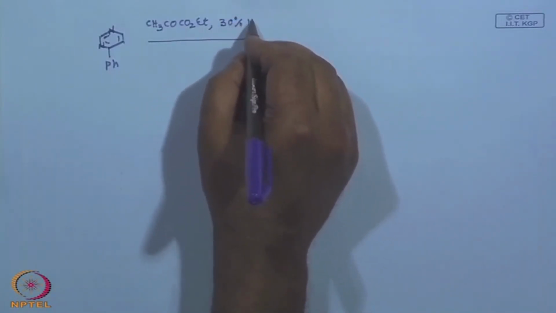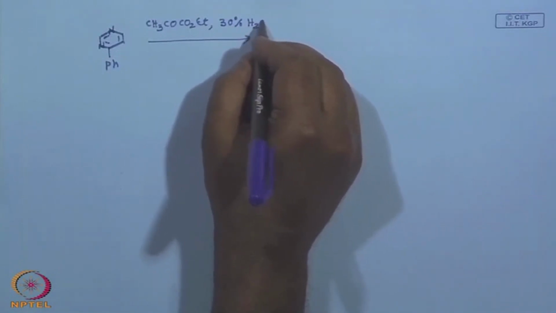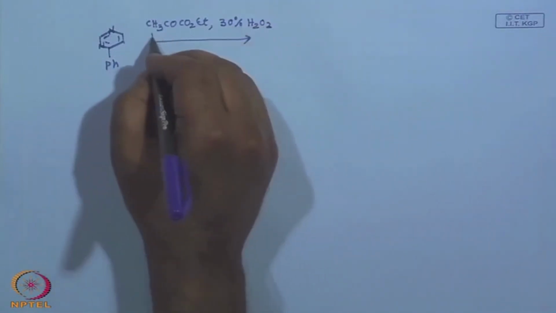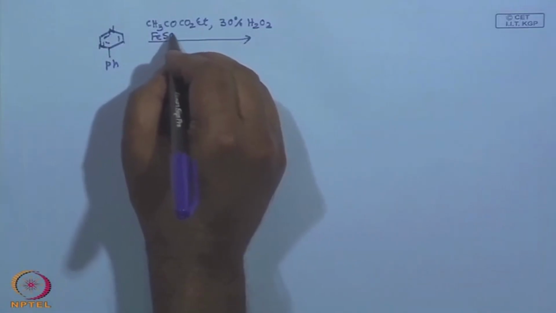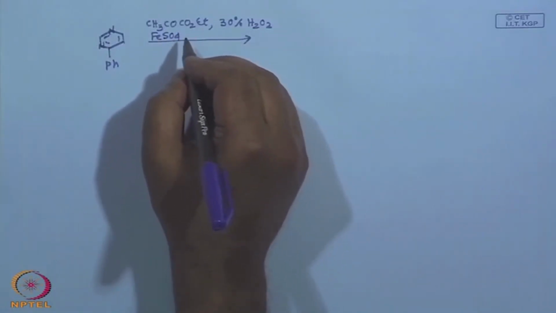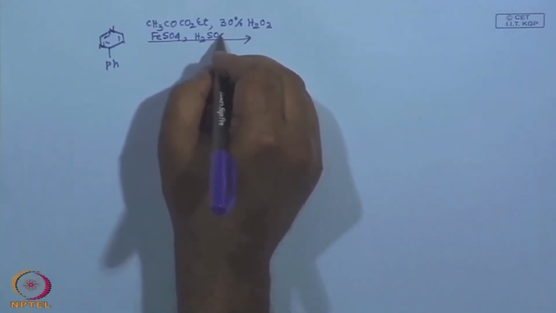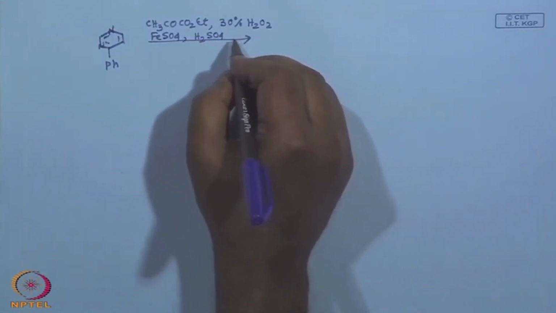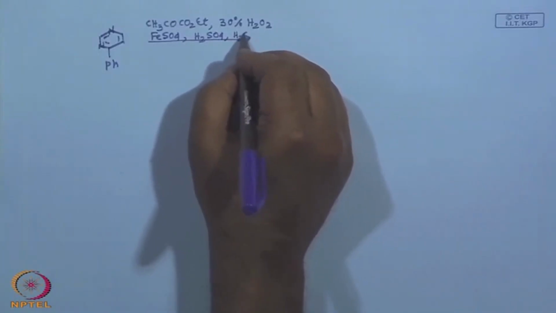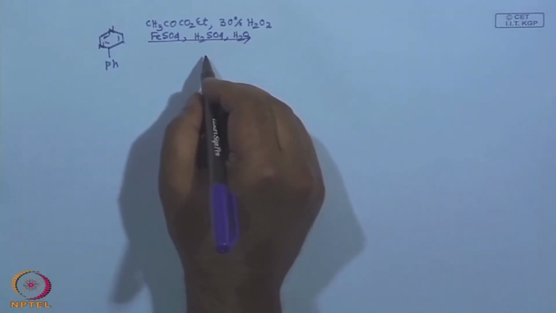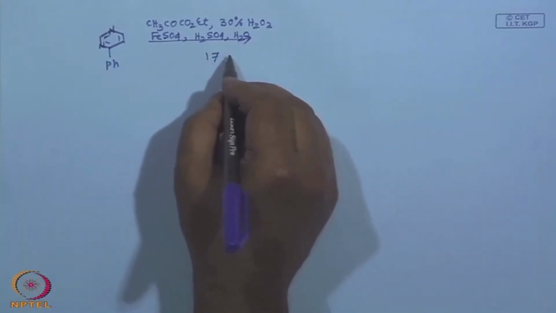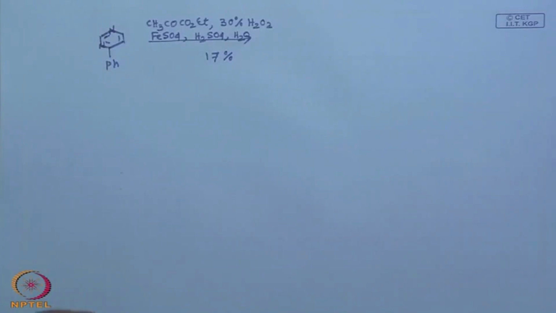It is pretty well known in biochemistry. Right, ethyl pyruvate, and this is a reaction. So, you can see here, and the yield of the product, I will not write the product at the moment, the yield of the product is 17%.